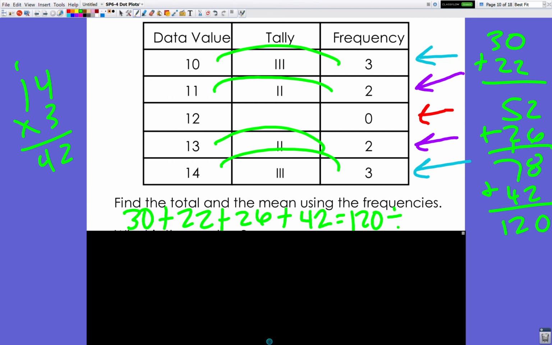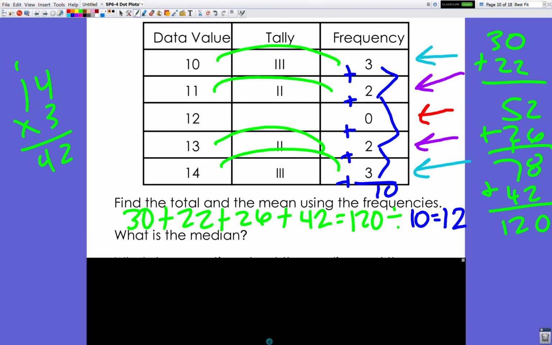The way we do this is by adding our frequencies, because that's going to tell us how many numbers there were. There were 3 10s, plus 2 11s, plus 0 12s, plus 2 13s, plus 3 14s. So 3 plus 2 is 5, 5 plus 2 is 7, 7 plus 3 is 10. So we're going to divide by 10, and our mean is 12.